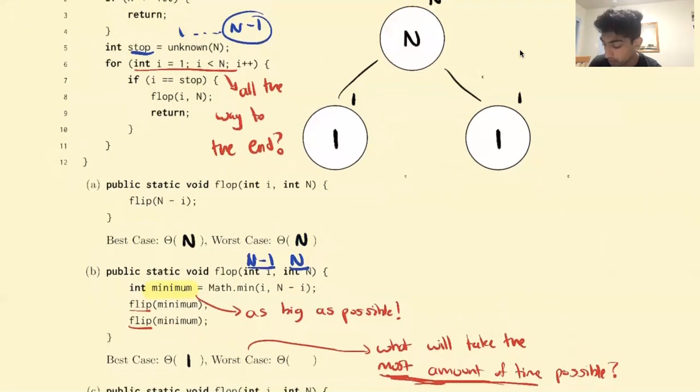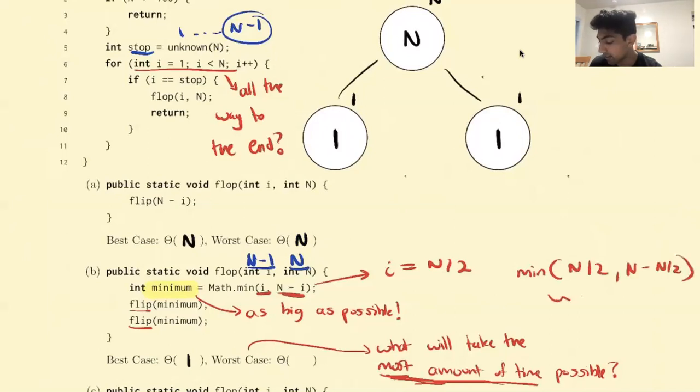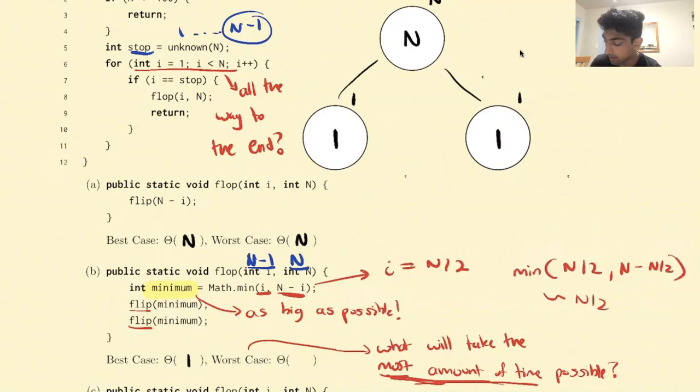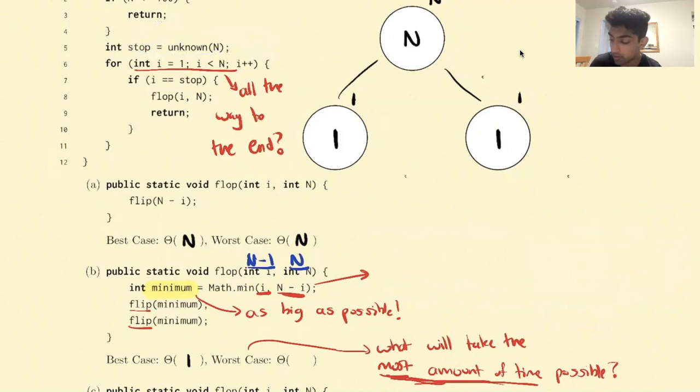So to make the minimum as big as possible between i and n minus i, we set i equal to n over 2. Because if i is equal to n over 2, then the minimum of n over 2 and n minus n over 2 is basically n over 2, right? So now let's consider the possibility where stop is always equal to n over 2.